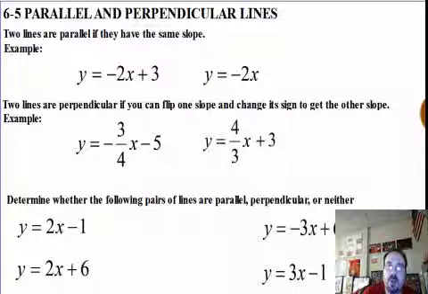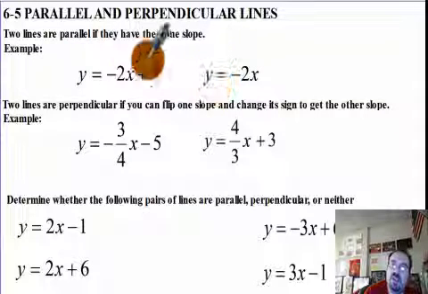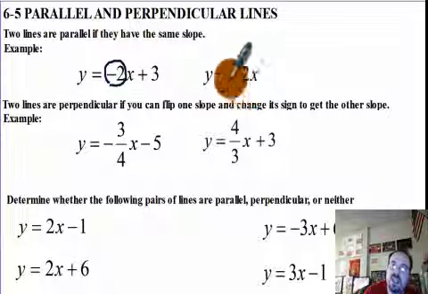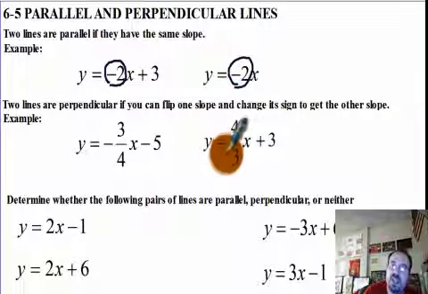Okay, so let's talk about parallel and perpendicular lines. First of all, two lines are going to be parallel if they have the same slope. So these two lines would be parallel because they have the same slope. The first slope is -2 and the second slope is -2.